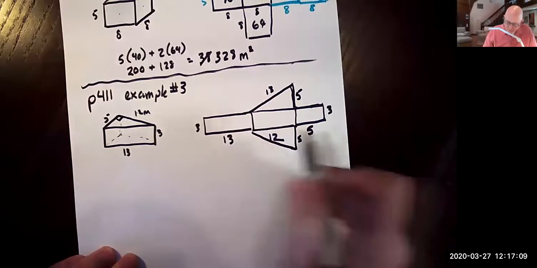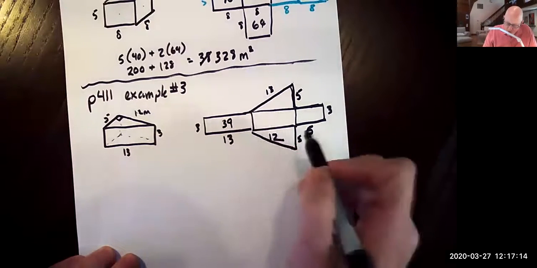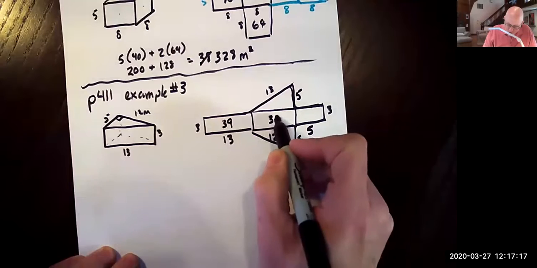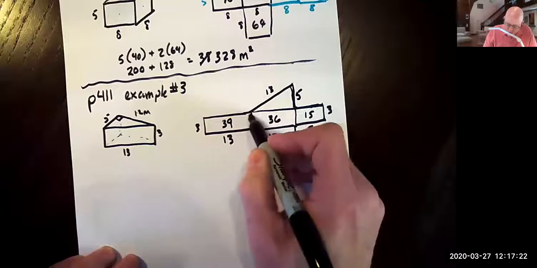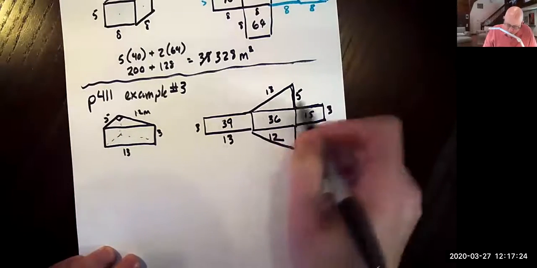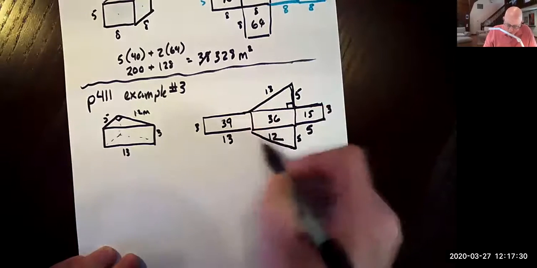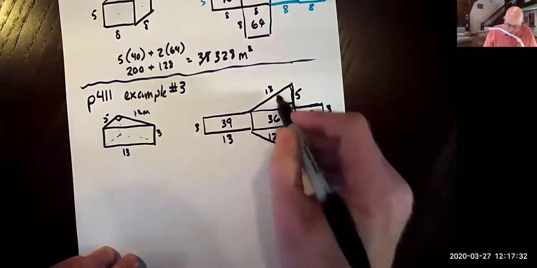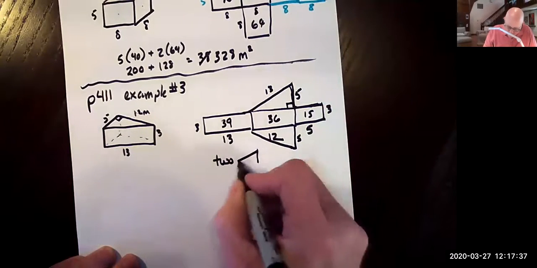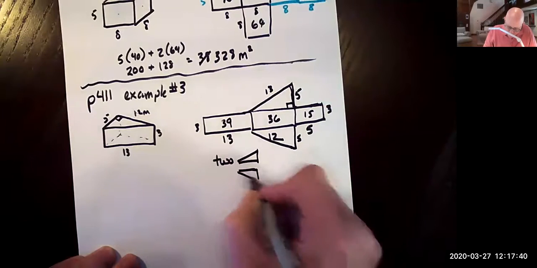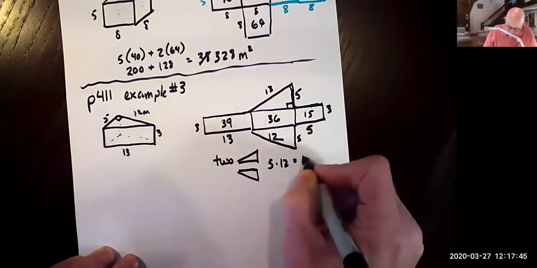So this piece is 3 by 13, that's 39. This piece is 3 by 12, that's 36. This piece is 3 by 5, that's 15. This piece is 5 by 12, here's your right angle, 5 by 12, and it's half of that, except there's another one over here, right? So the two triangles add up to an entire rectangle that would be the same as 5 by 12, which is 60.